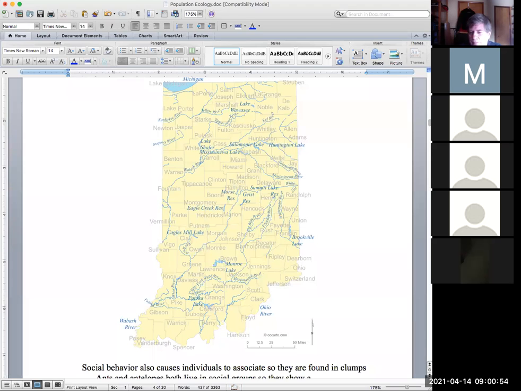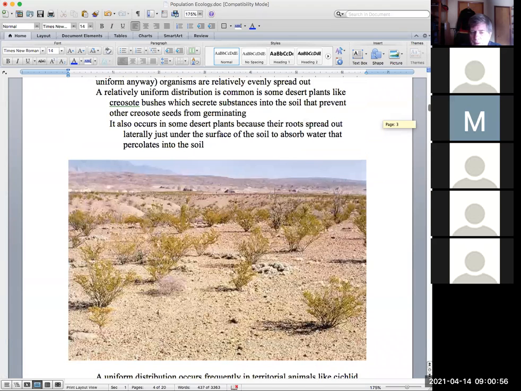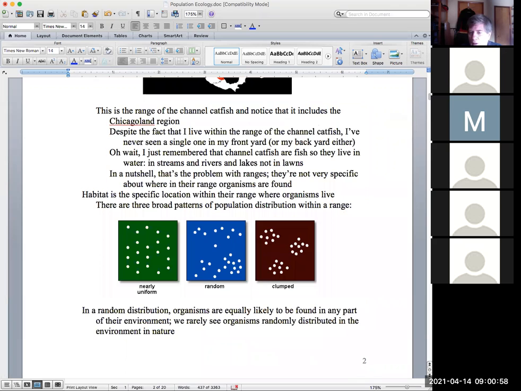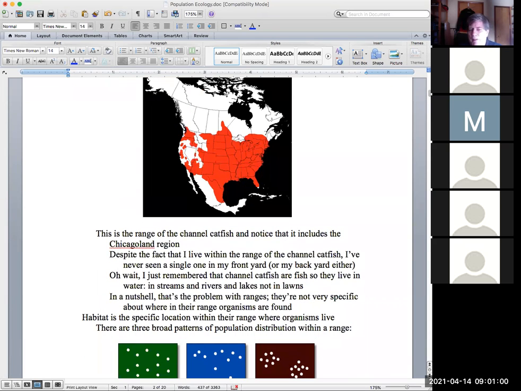Okay, if not, we're going to go to screen sharing and continue to talk about ecology today. So we were starting to talk about populations yesterday, and we were beginning to discuss their distribution, where they're found in nature. So we said the range is kind of an overall picture of where they're found.